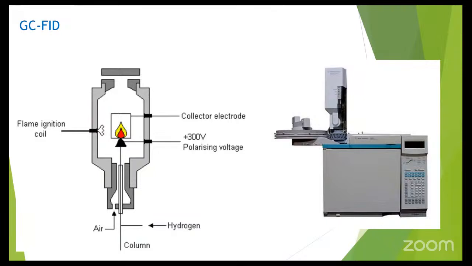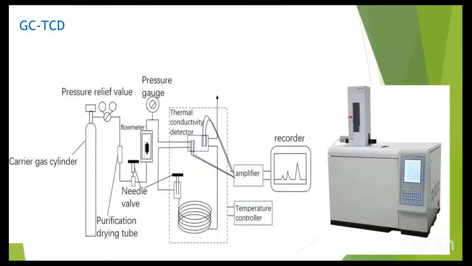So flame ionization detector is the best for compounds containing carbon-carbon or carbon-hydrogen bonds. Examples: fatty acids, flavor components, carbohydrates, and antioxidants. And coming to the thermal conductivity detector, it's also called the nitrogen phosphorus detector. These detectors are more responsive to phosphorus than to nitrogen.